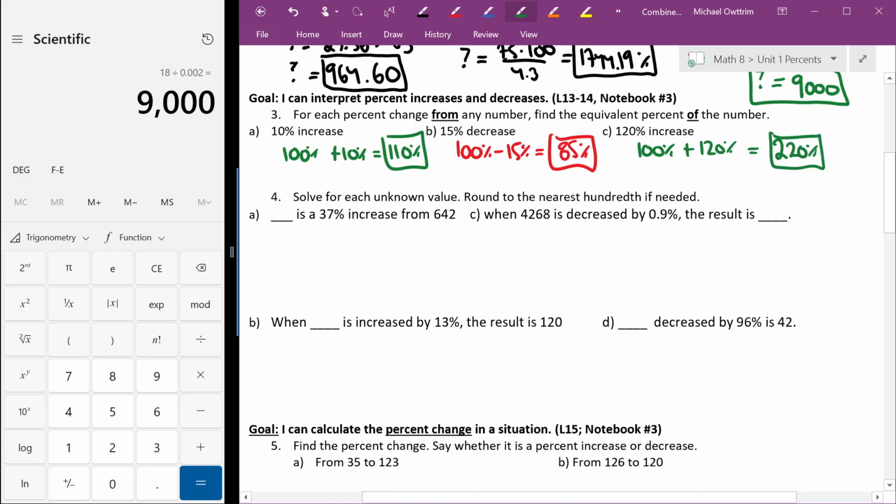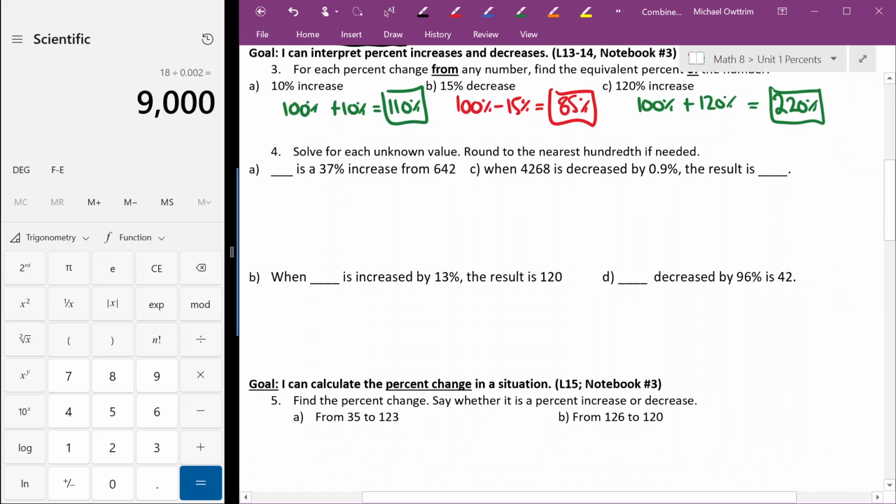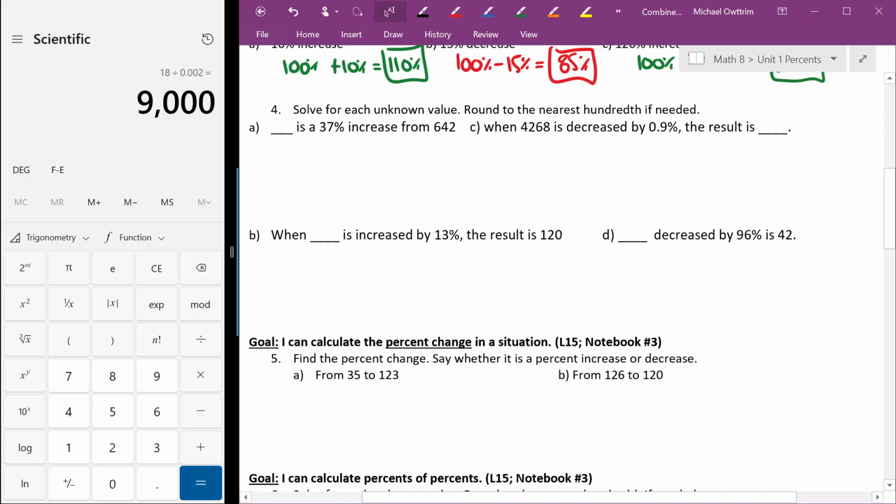Okay, so just interpreting your percent increase or decrease compared to your percent of. Taking a look at question 4, whenever we have a percent and a number, and an increase or decrease, we want to use the setup that our end is blank percent of the start, and we'll fill in our numbers as we know them. First number we want to fill in is our percent. Since we're increasing by 37%, we start at 100, we add 37, we get 137% of the start.